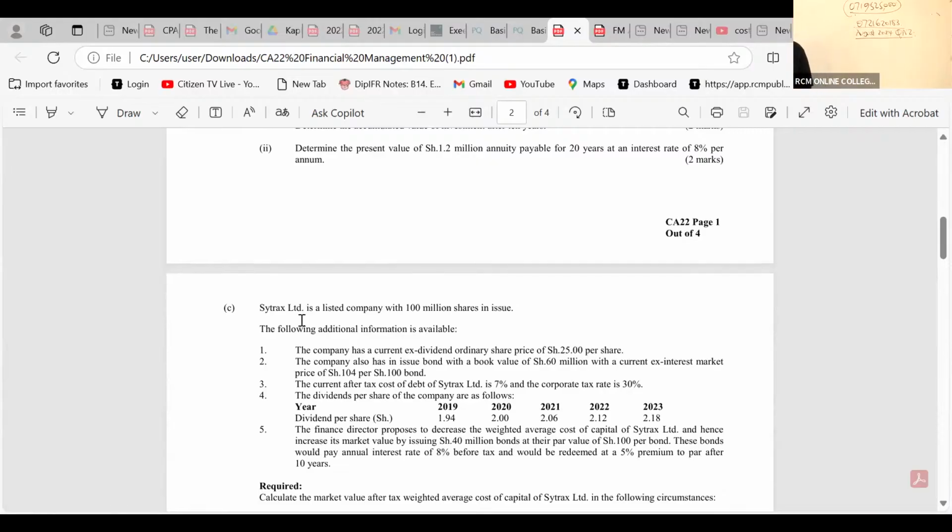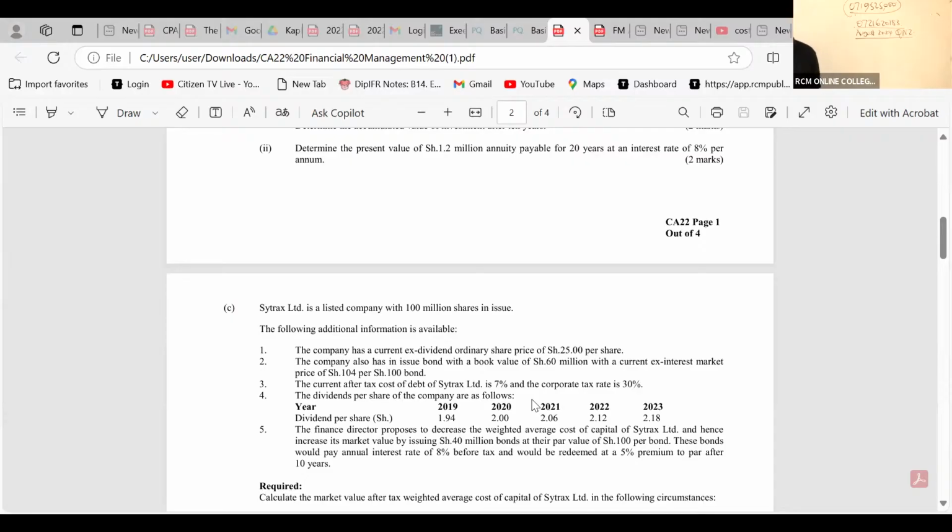CIFA Limited is a listed company with 100 million shares in issue. The following additional information is available. The company has a current ex-dividend ordinary share price of 25 per share. The company also has in issue a bond with a book value of 60 million, with a current ex-interest market price of 104 per 100. The current after-tax cost of debt of CIFA Limited is 7%, and the corporate tax rate is 30%.